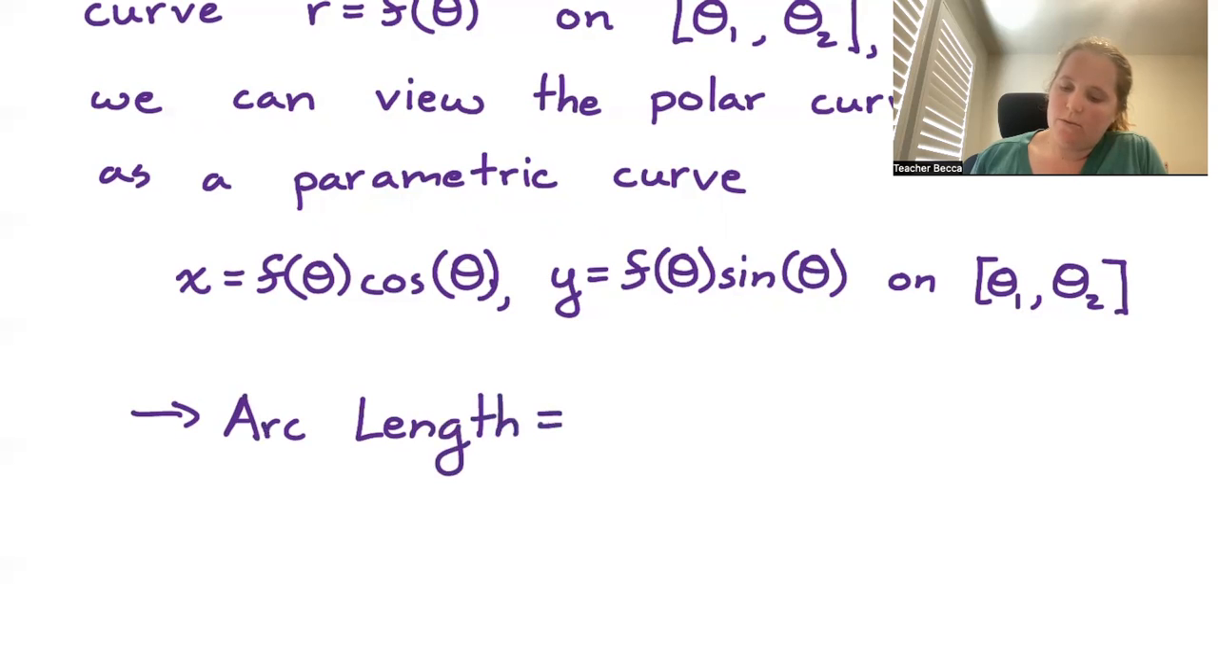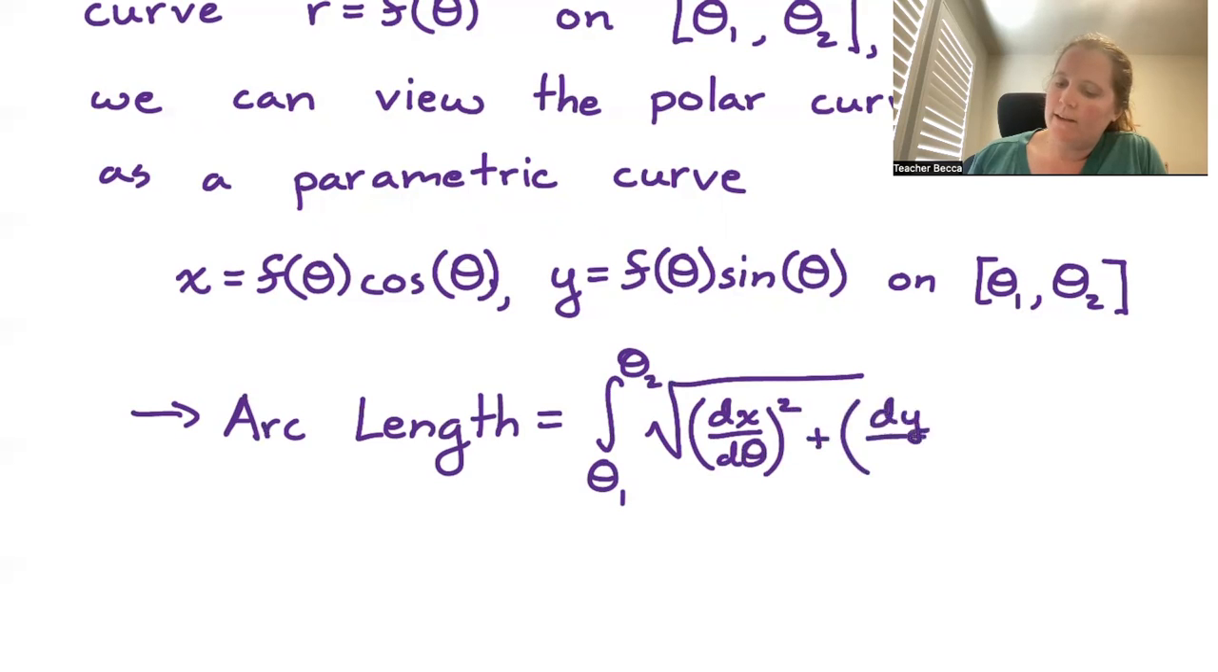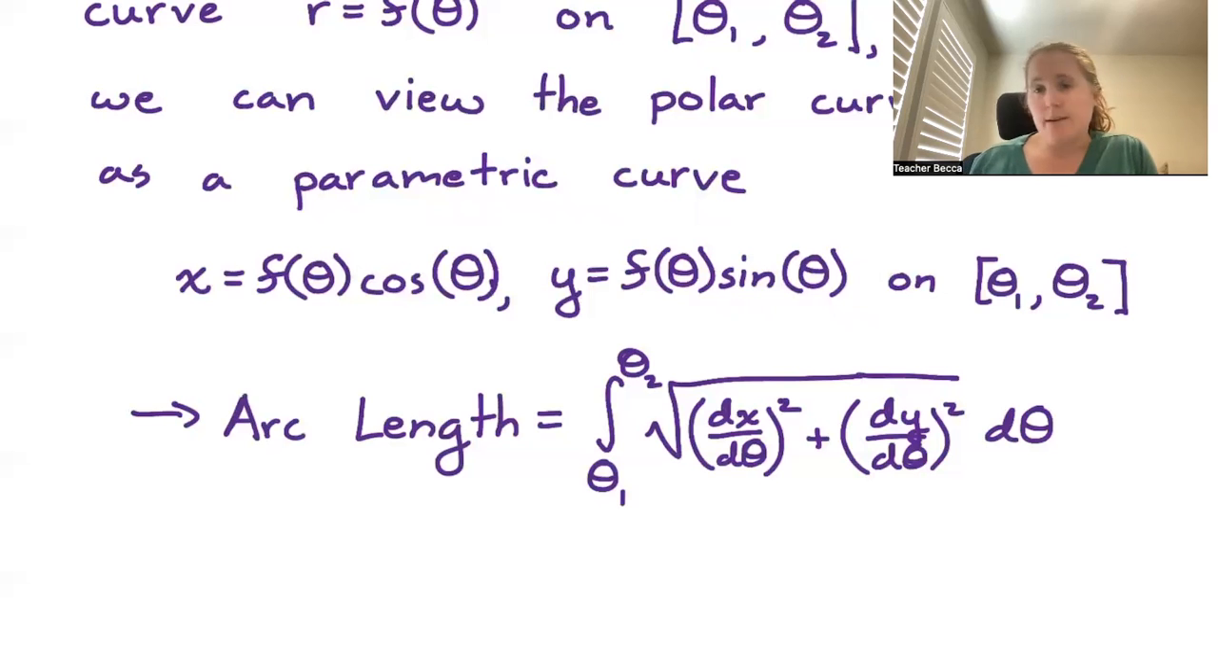is therefore equal to the definite integral from theta 1 to theta 2 of the square root of dx d theta squared plus dy d theta squared, and then d theta. The only difference between this and our parametric arc length so far is that we're using theta in place of t. Otherwise, it's our standard formula for arc length of a parametric curve.